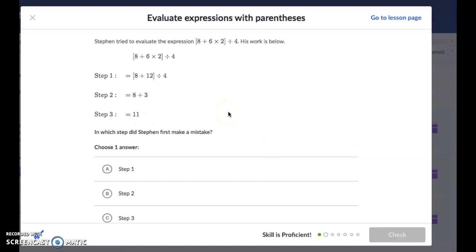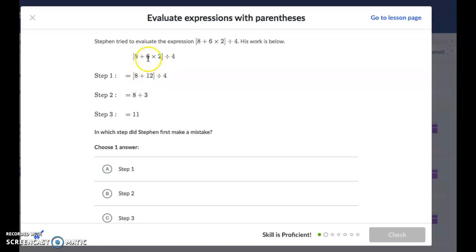Stephen tried to evaluate the expression 8 plus 6 times 2 divided by 4. His work is below. So you can see we have the brackets. Don't let the brackets confuse you. Brackets act just like parentheses. Okay, so the first thing that he did was 6 times 2 is 12. Okay, and he just wrote that down here. So he changed this to 8 plus 12.